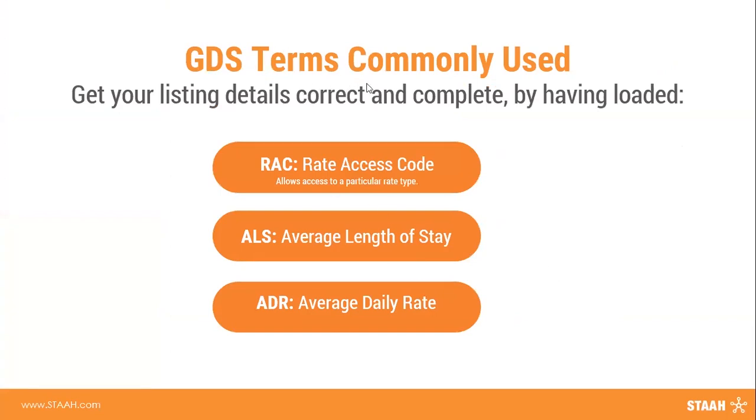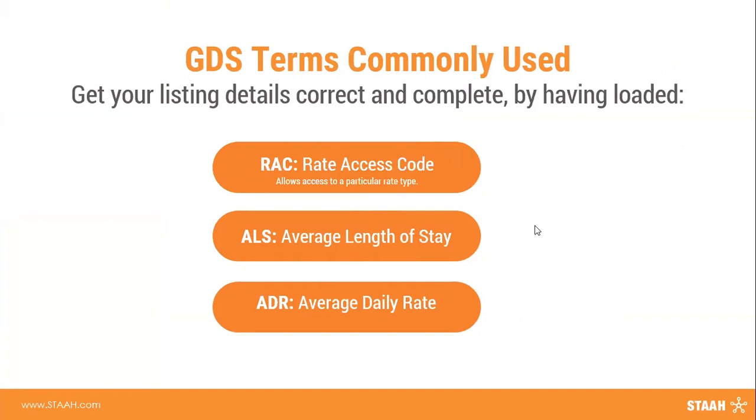When dealing with the GDS, there are terms that are commonly used. Get your listing details correct and complete by having loaded what's called rate access codes. RAC is a rate access code and it applies to particular rate types. ALS, we've covered that off. It's the average length of stay.